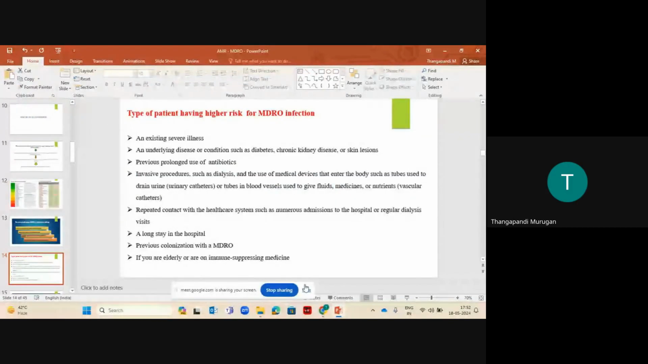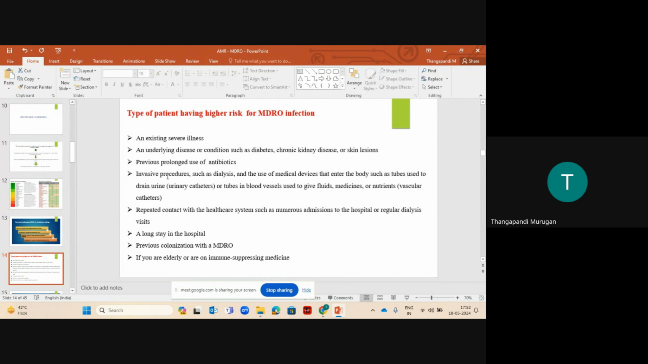Another thing is invasive procedures. If the patient is on dialysis, or on a urinary catheter, or has a central line or peripheral line, these all carry a higher risk of infection, because we are making a cut in the patient's body, either in surgery or by inserting a line to administer highly concentrated electrolytes, antibiotics, or other concentrated drugs.